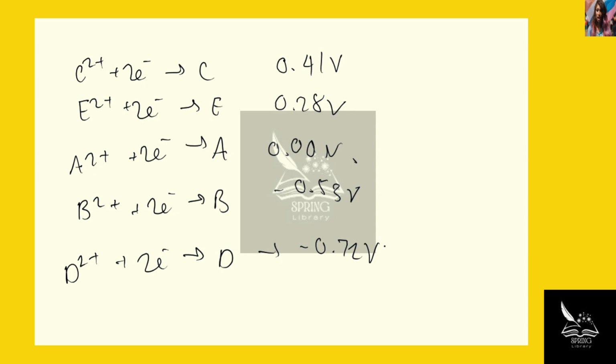So one of the ways to identify the correct table is to add the metal C to a solution of D2+ and metal D to a solution of C2+. So if D comes out of solution, then the first table is correct, and if C comes out of solution, then the second table will be correct.